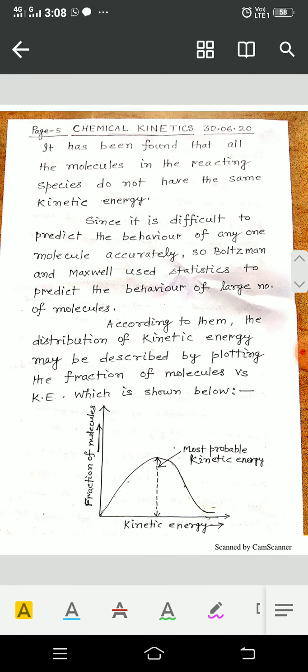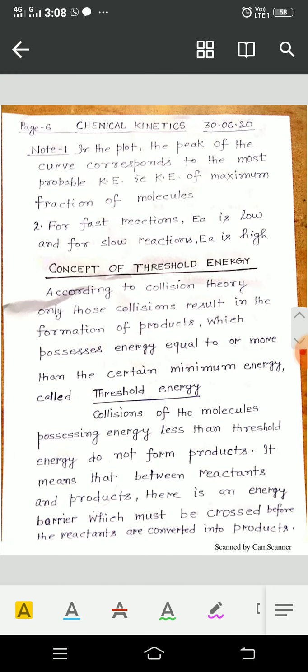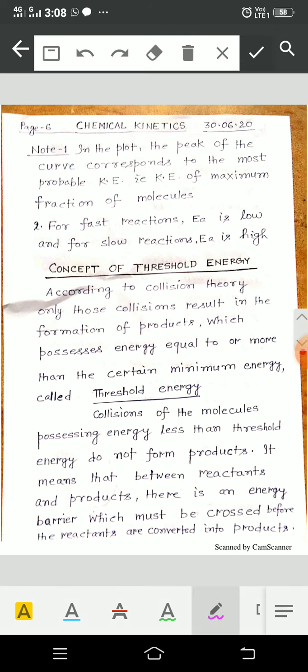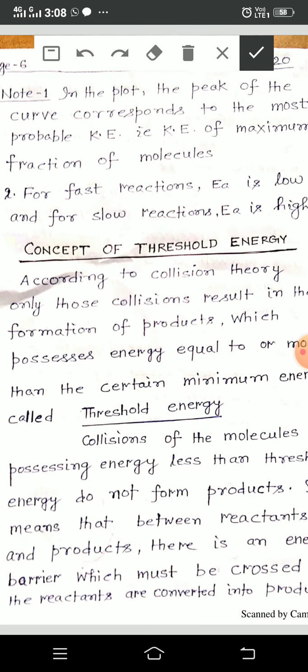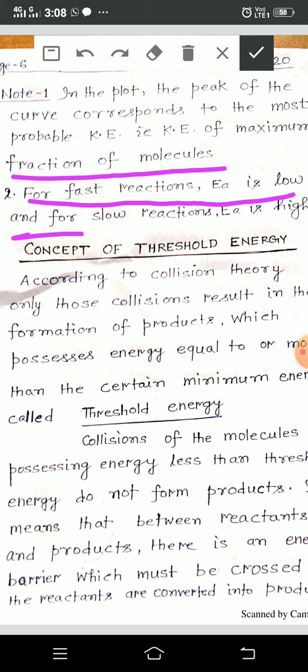Now, note number 1: in the plot, the peak of the curve corresponds to the most probable kinetic energy, that is, the kinetic energy of the maximum fraction of molecules. Number 2: for fast reactions EA is low and for slow reactions EA is high.